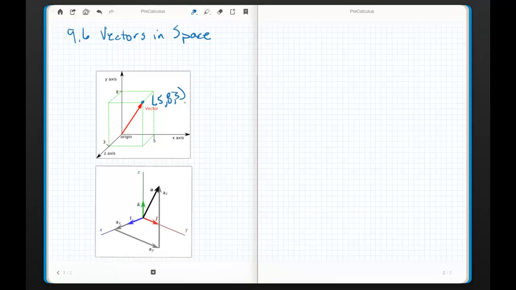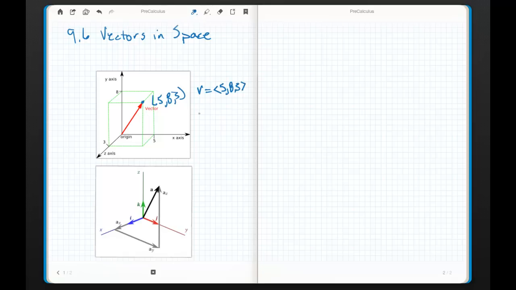Well, think about it. It's a vector. So if the initial side is at the origin and the terminal side is at a point, then we know that we could write this vector in that vector notation, which could be <5, 8, 3>.